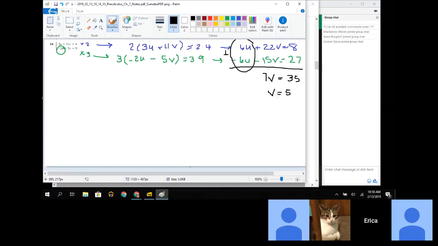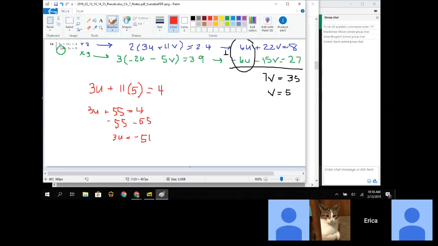So then I need to figure out what u is. I figure out u by picking one of the equations and plugging v in. It doesn't matter which one. I'm going to go for the top one just because why not? So I have 3 times u plus 11 times 5 equals 4. Okay, 3u plus 55 equals 4. Subtract 55 from both sides.